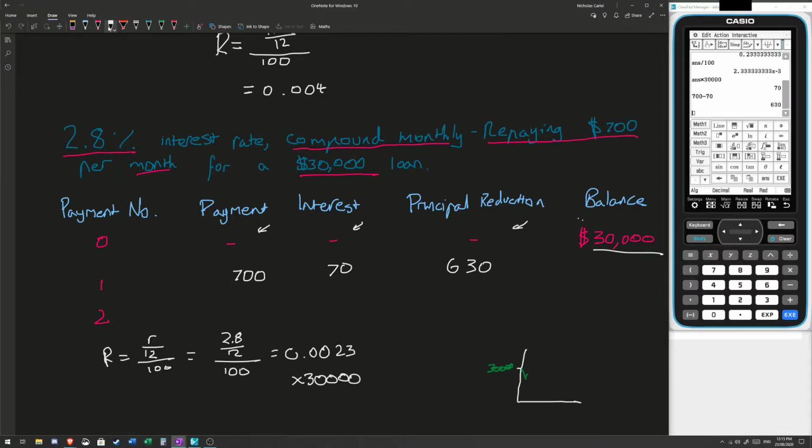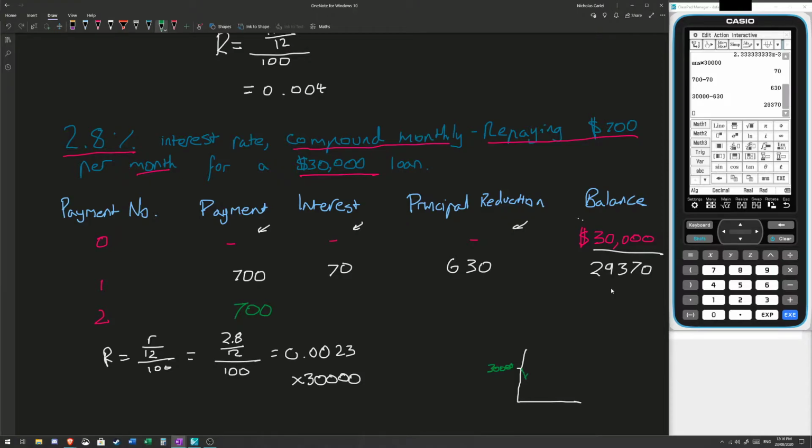What's our balance now? How much has our balance gone down by? We do our $30,000 minus our $630. And that gives us, oh, I did one too many zeros, didn't I? Let's just change that. $29,370 is now what our balance is. Okay. Then we move to the next month. We say, okay, how much are we paying back this month? Paying $700. That's constant. Okay. What's our interest? Our interest is not against $30,000 anymore. Our interest is now against the $29,370.